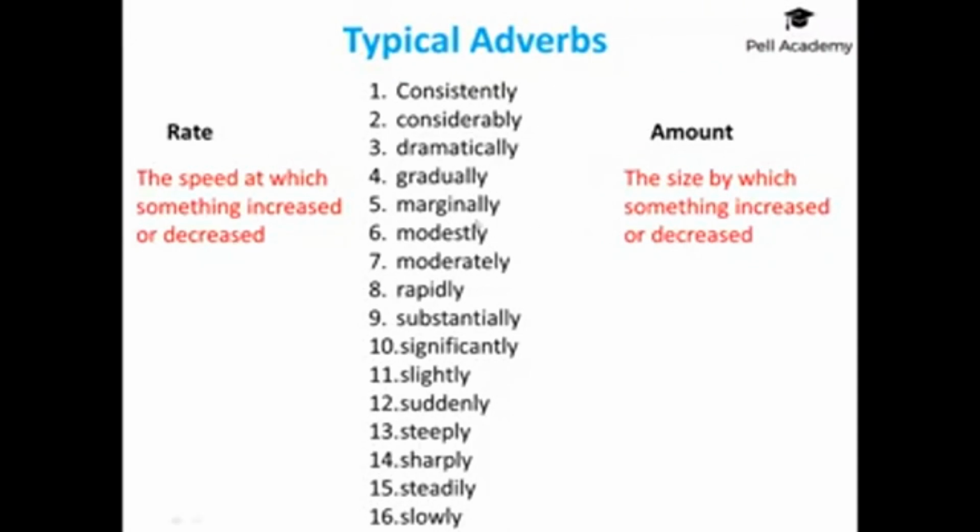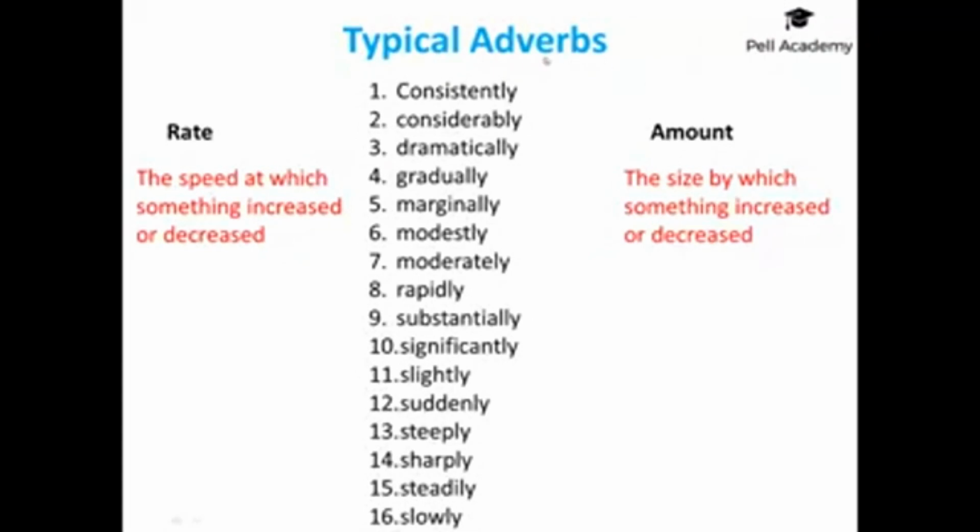Some of these adverbs refer to the rate. So the rate is the speed at which something increased or decreased. So when you're looking at a line graph, did it increase quickly or slowly, or in what way did it increase? And then the amount is the size by which something increased. So that could be a measurement of how many kilos, or it could be the number of people, or the distance traveled, or whatever else, but it would be the quantity or the size.